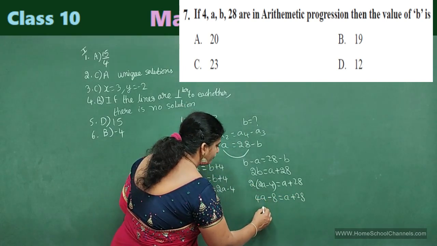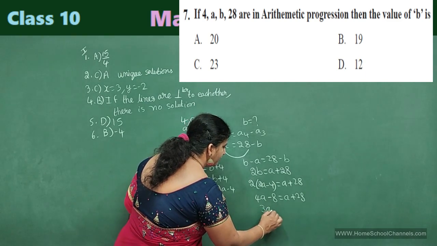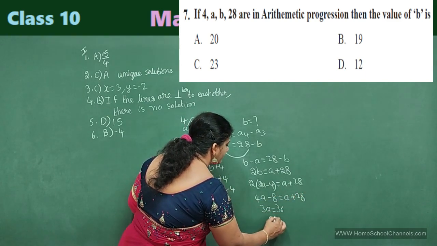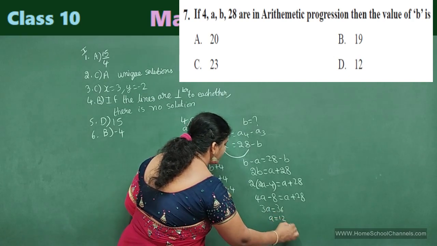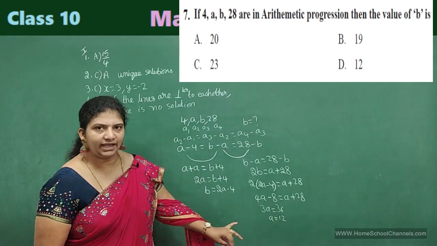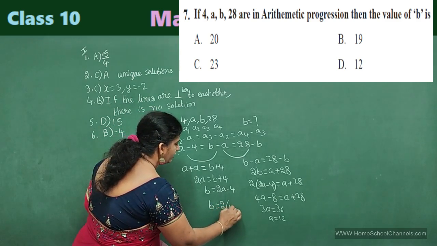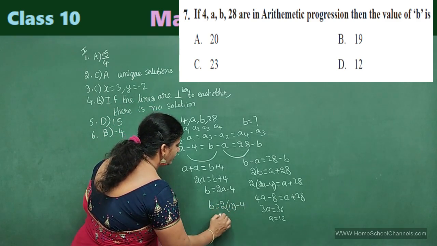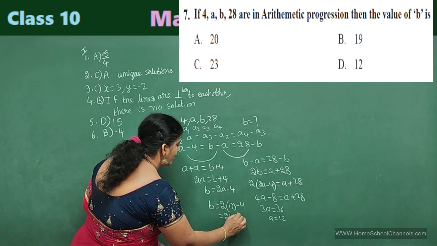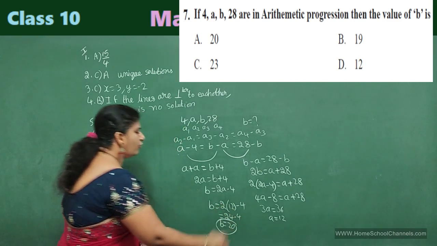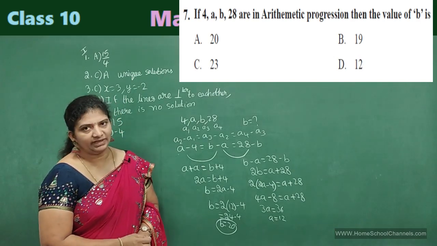Bring this a this side. 4a minus a will be 3a. 28 plus 8 will be 36. 36 by 3 it will be 12. I got a equal to 12. Substitute in this. b equal to 2 into 12 minus 4. That will be 24 minus 4 is equal to 20. Therefore, b is equal to 20.